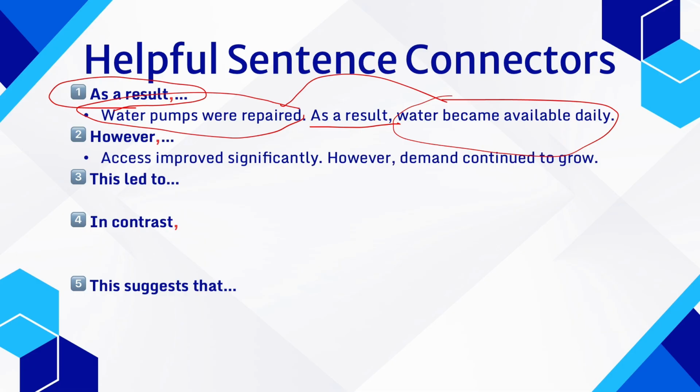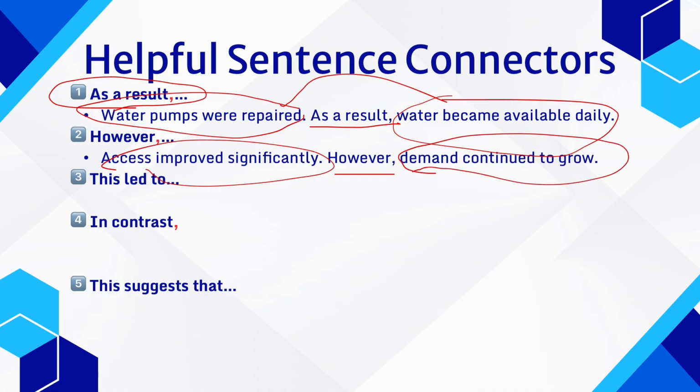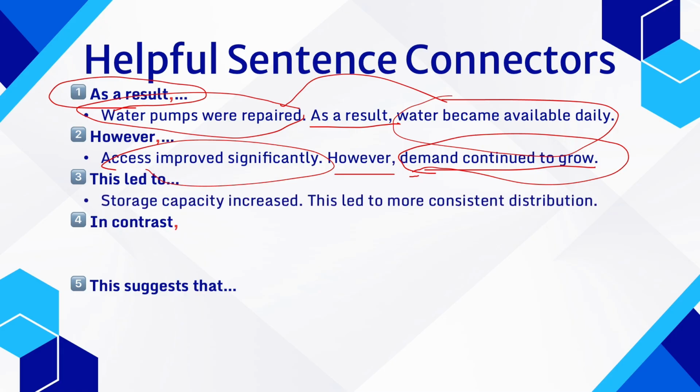So, access improved significantly. That's good. But then, however, shows contrast. Demand continued to grow. So that means we solved the problem now, but the problem could come back. That's contrast because demand continued to grow. So it seems like the problem will have to be addressed again in the future. This led to storage capacity increased. This led to more consistent distribution. So this is another cause and effect.